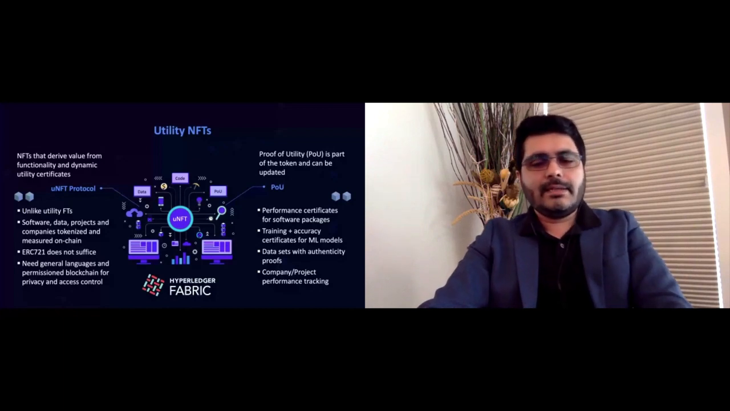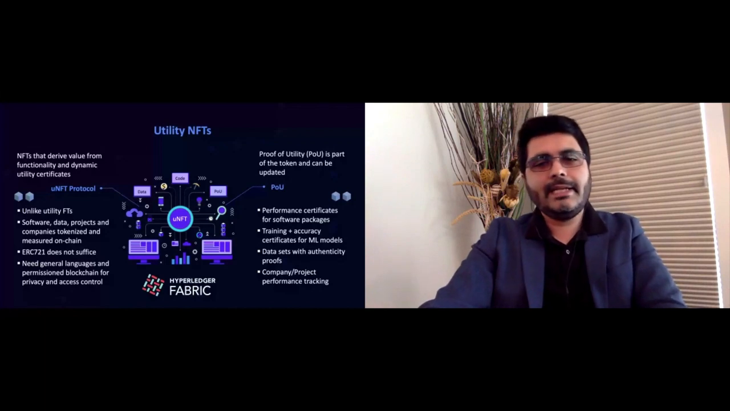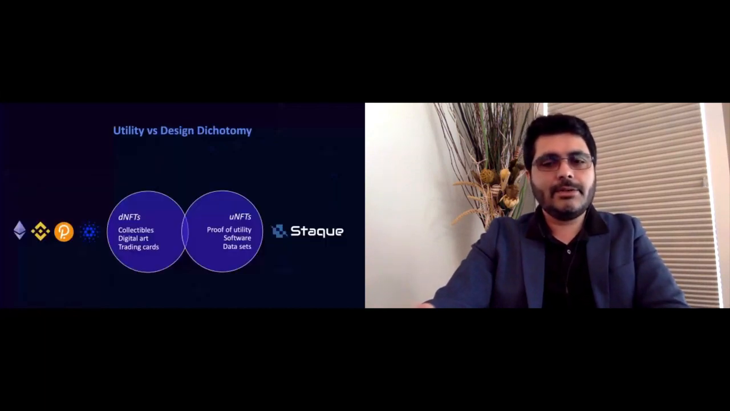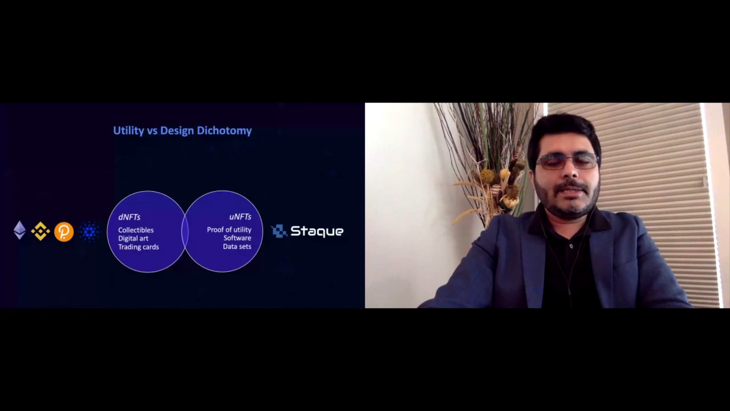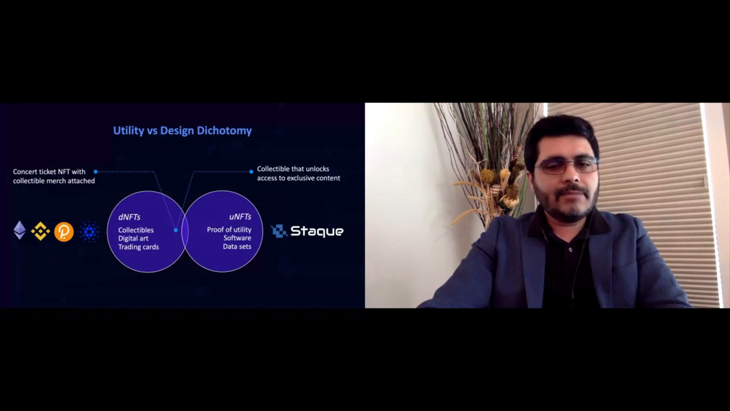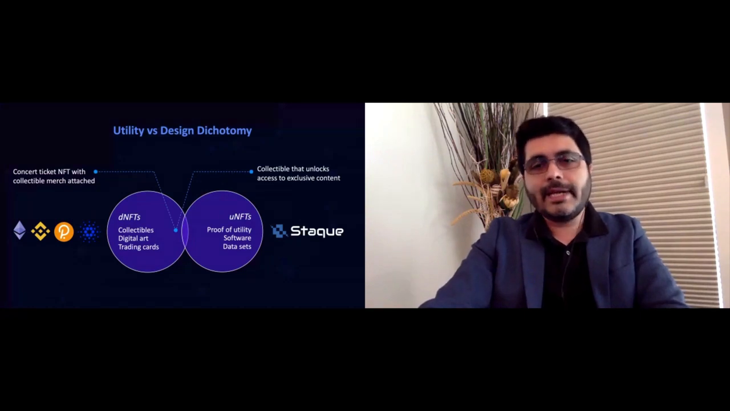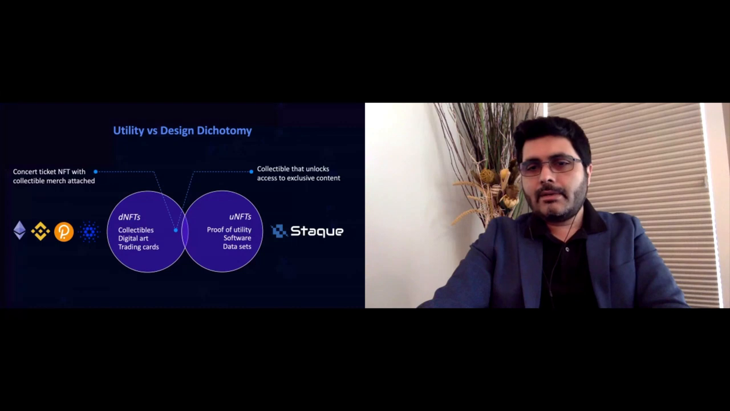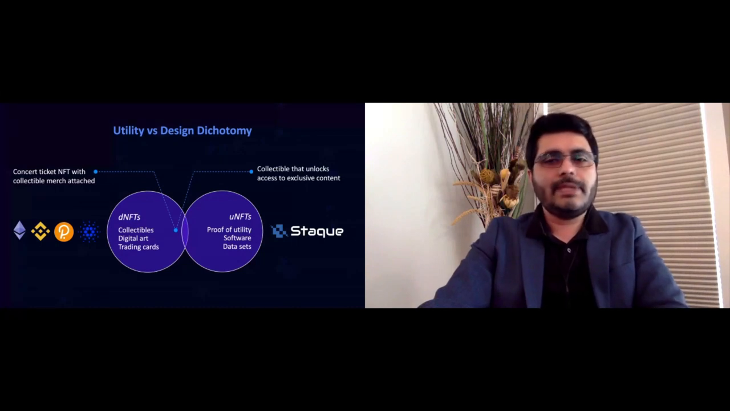But first, let me say that I don't consider uNFT and dNFT an exclusive divide. There can be tokens that fall in the intersection. Unfortunately, right now, we don't have any good examples that fall right in the intersection of the two classes. Something close would be a design asset that has some access features, but these assets won't have any dynamic certificate of utility. So until we do, we don't really have something that falls right in the intersection. Right now, Staque blockchain would be the only one to have uNFTs. So we are pioneers.